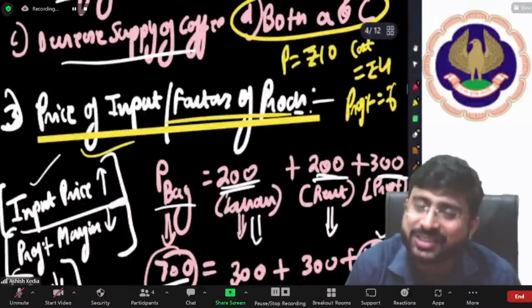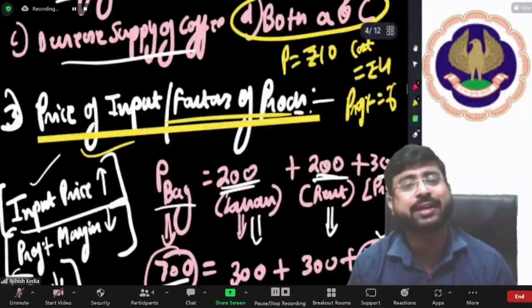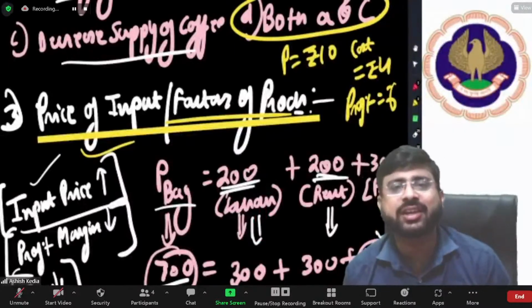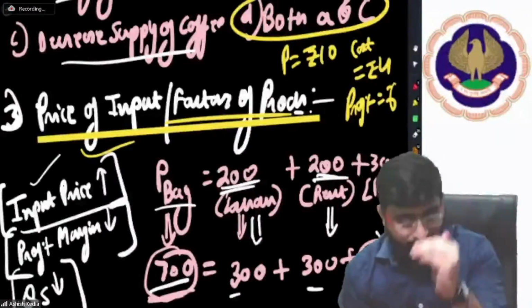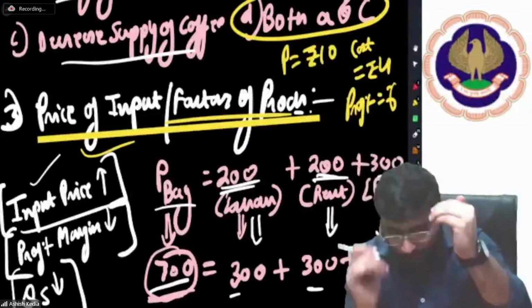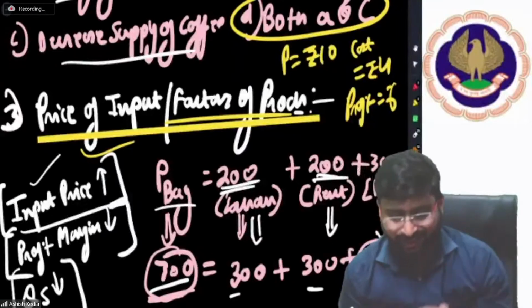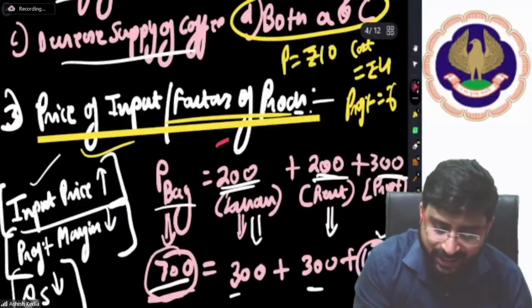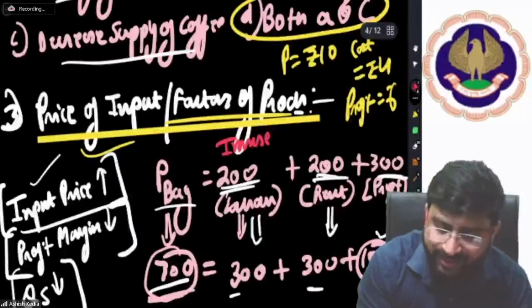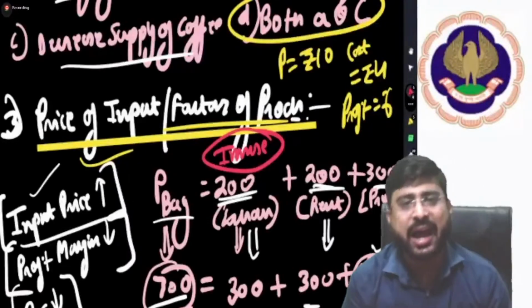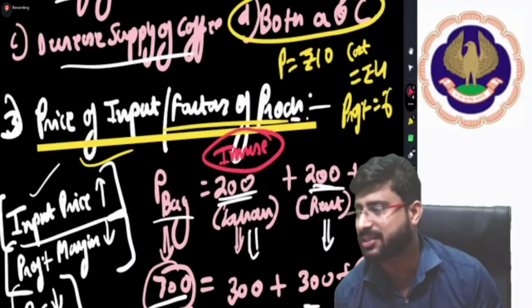So whenever cost is rising, profit margin is falling. This relationship shows an inverse relationship. What does it show, friends? In inputs and the profit margin, and hence the supply.